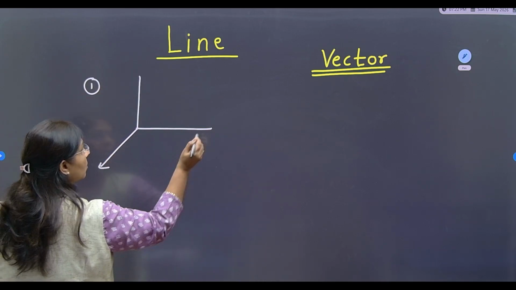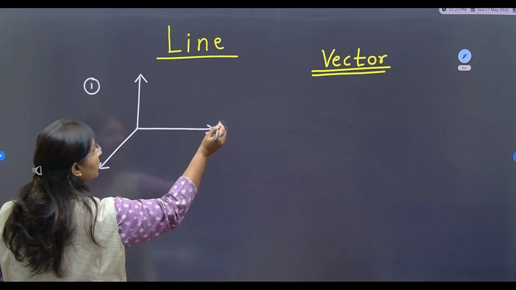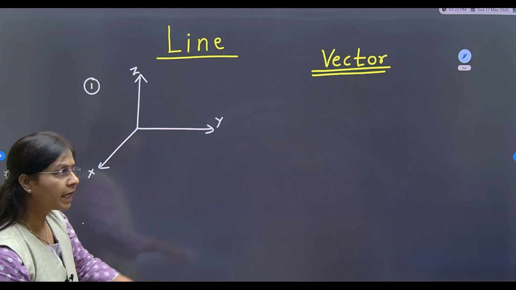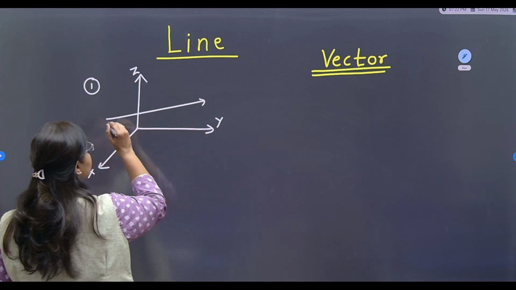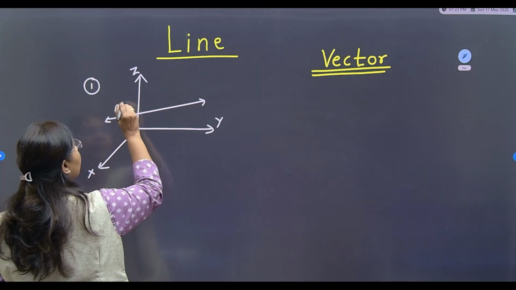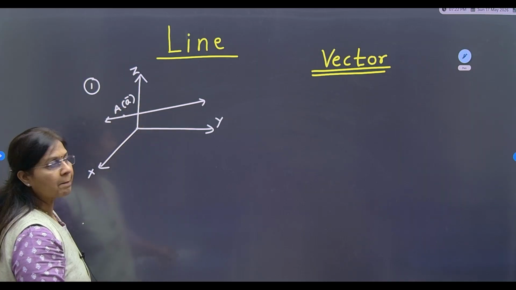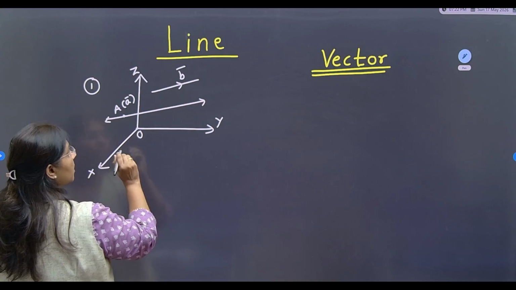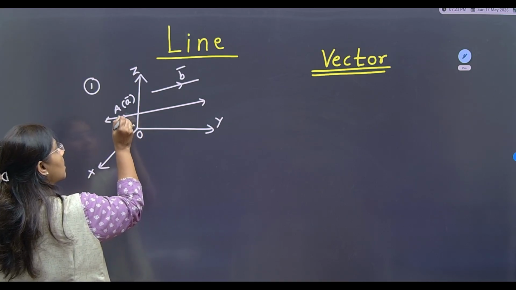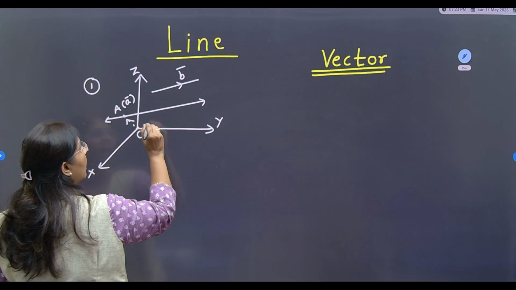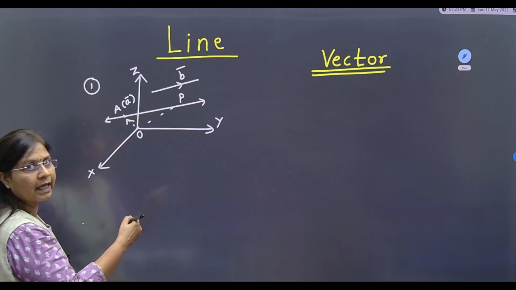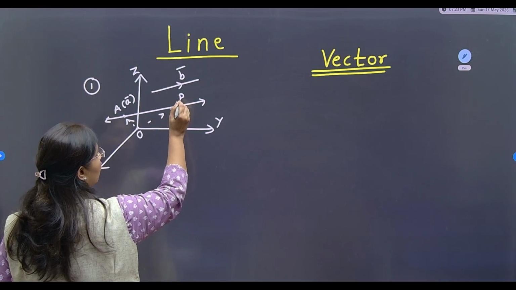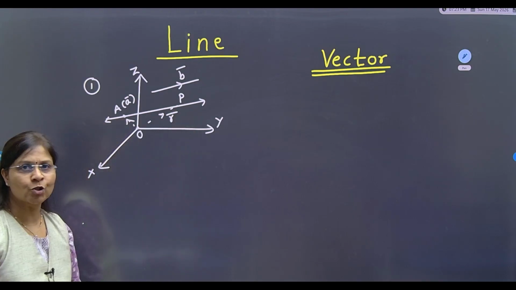This is the x-axis, this is the y-axis, this is the z-axis. The vector equation of a line passing through a given point A whose position vector is A bar and parallel to the vector B bar is as follows. Here O is the origin, then OA bar equals A bar, and P is any point other than A, with OP bar its position vector equal to R bar.